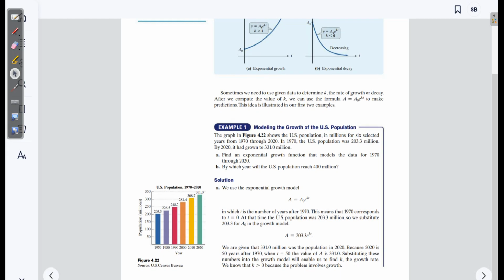So example 1 reads, the graph in figure 4.22, so let's go ahead and snip that. I forgot to snip 4.22. Here we go. The graph in figure 4.22 shows the U.S. population in millions for 6 selected years, from 1970 through 2020. In 1970, the U.S. population was 203.3 million. By 2020, it had grown to 331 million. Find an exponential growth function that models the data for 1970 through 2020. By which year will the U.S. population reach 400 million? So we have to create an equation.